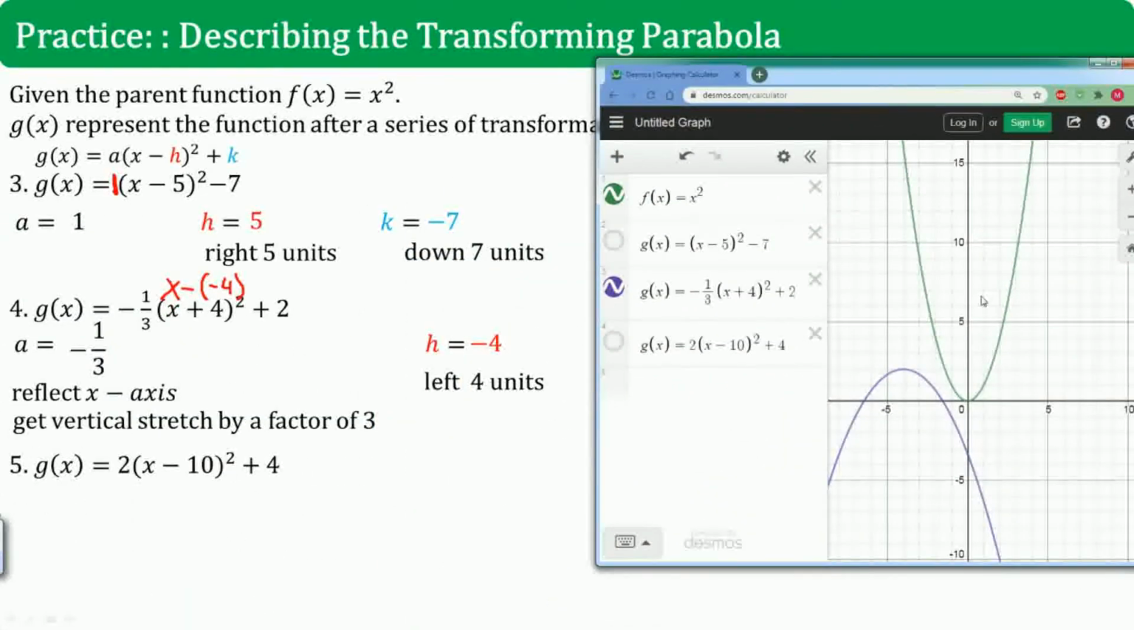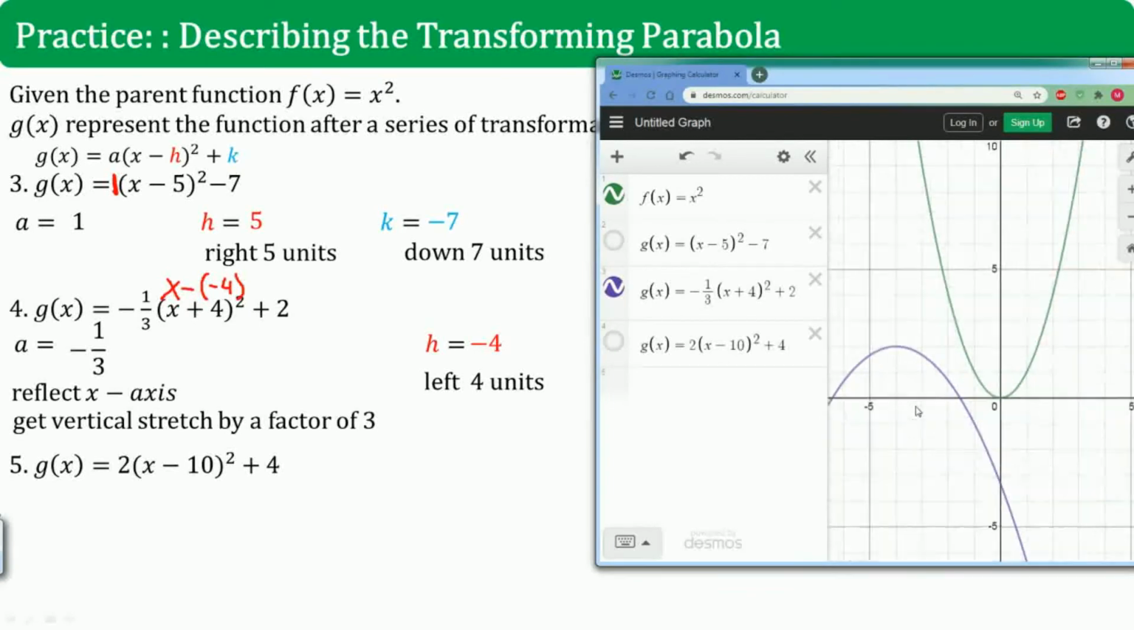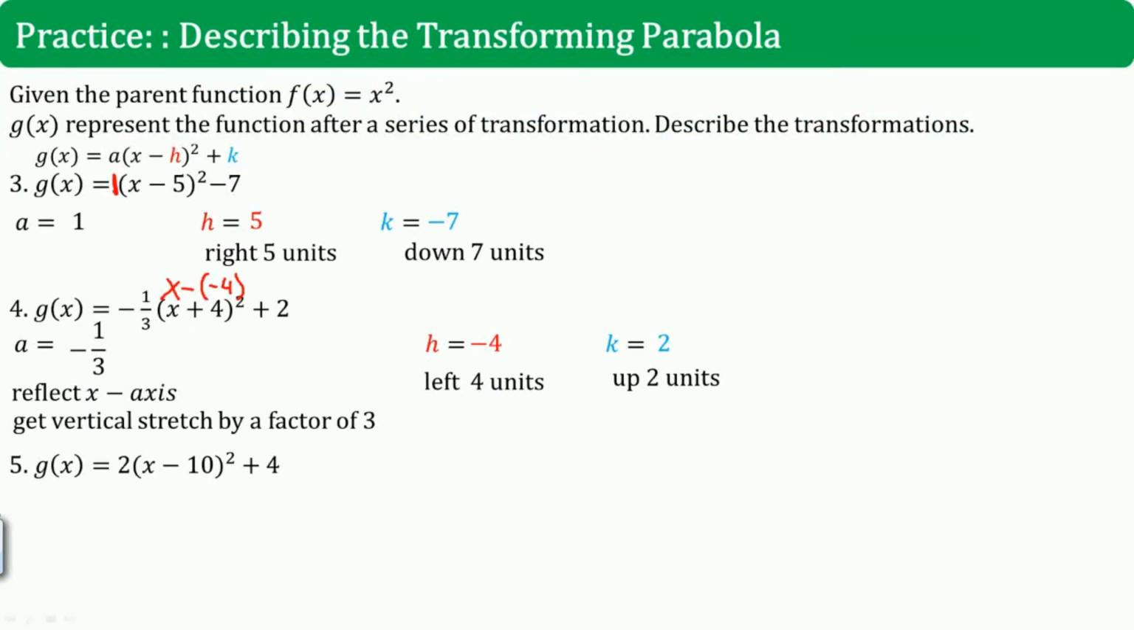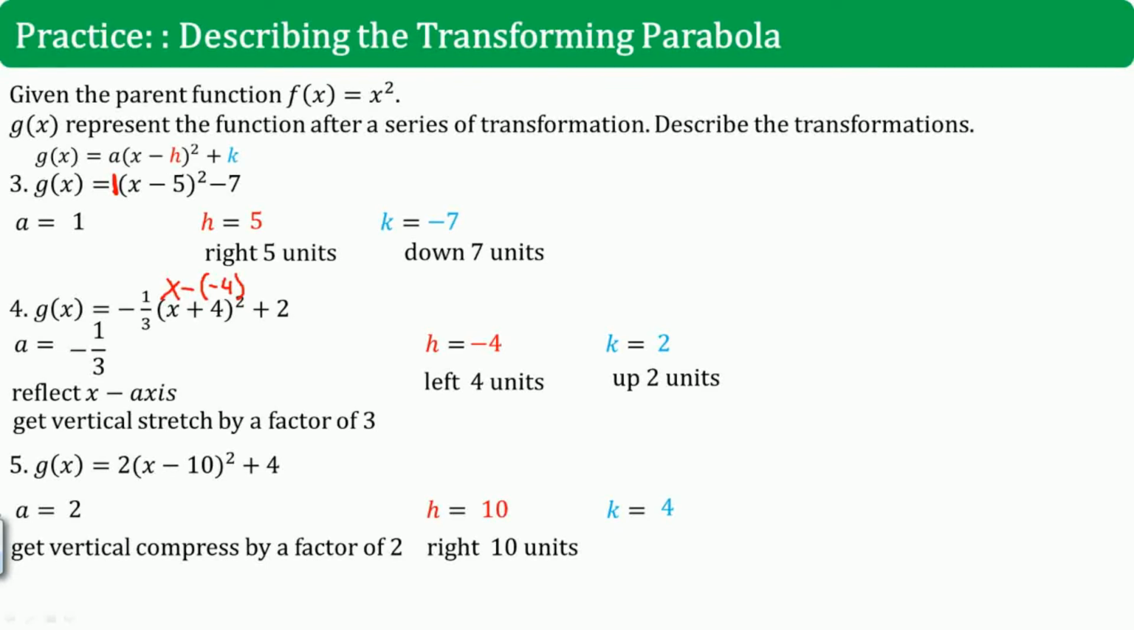Let's see if that makes sense. From green to purple, we saw that it did reflect over the x-axis. It did get wider by having a vertical stretch by a factor of 3, 4 units to the left, as well as 2 units up. Number 5. The a value is 2, h is 10, and k is 4. a equals 2 just means it is vertically compressed by a factor of 2, because it is a number greater than 1. h is 10, that means it goes to the right 10. And k equals 4 means it goes up 4.